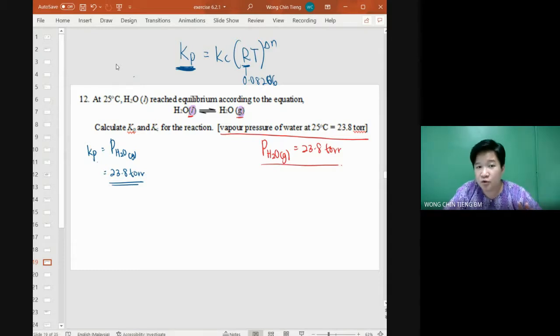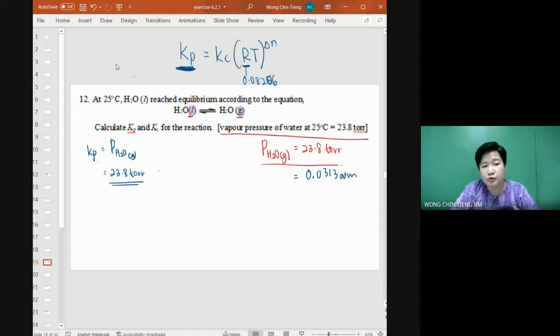Okay? So, you should change your 23.8 torr equals to how many ATM. So, you need to change that. We know that 1 ATM equals to 760 torr. Betul? So, over here you should have 0.0313 ATM. Betul?